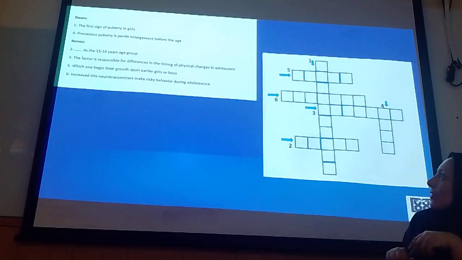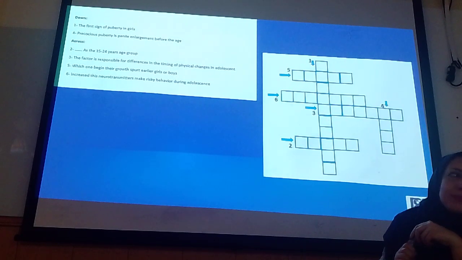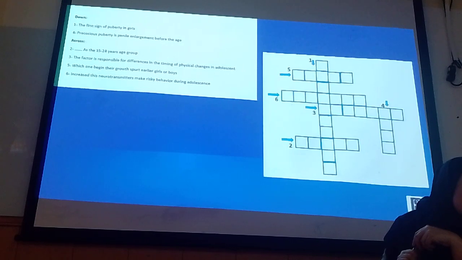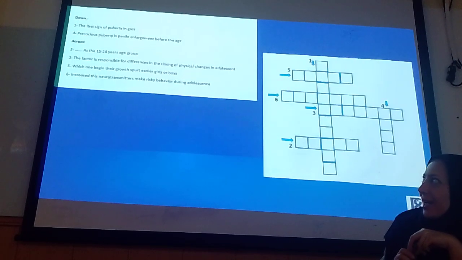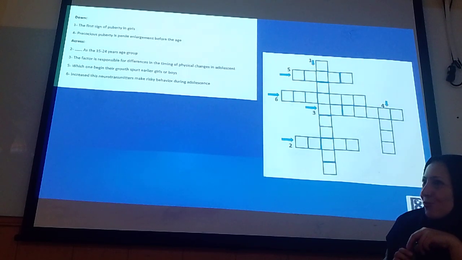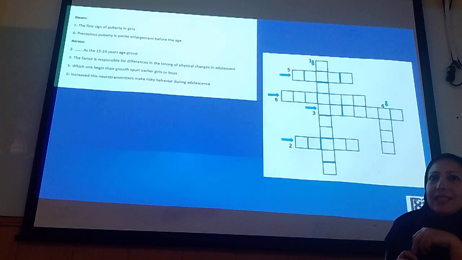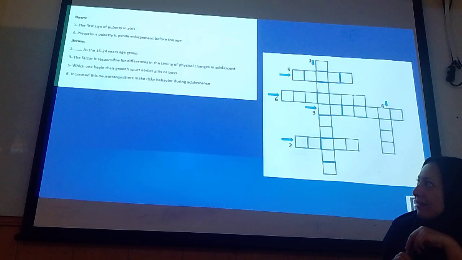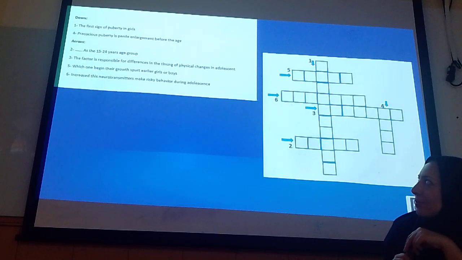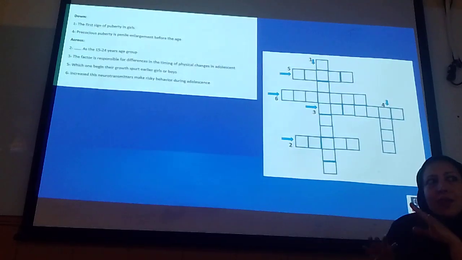What's the first question? The first sign of puberty in girls? Yes. And precocious puberty is penile enlargement before the age of 9. Youth is the 15 to 24 years age group. The factors responsible for differences in time of physical changes in adolescents? Smoking, genetics, chronic disorder; unlikely, and here is smoking. True answer. Which begins the growth spurt earlier, girls or boys? Girls. Yes. And an increase in this neurotransmitter makes risky behavior during adolescence. Dopamine. And what is the opposite neurotransmitter? Serotonin.